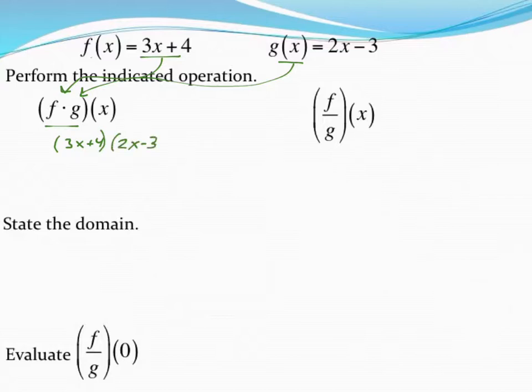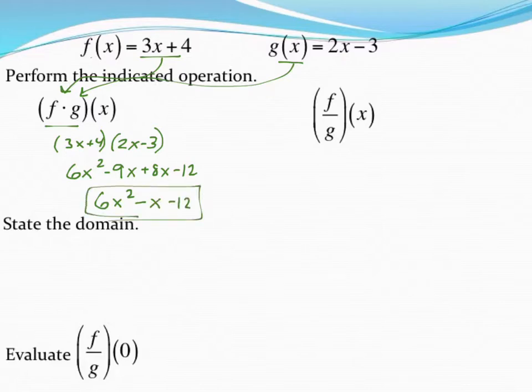So you can do FOIL, you can do the box method if you remember how to do that, or you can do it in your head if you want to do this multiplication. I'll do this in my head. Multiplying the first terms, I get 6x squared. Multiplying the outside and inside terms, I get negative 9x, a positive 8x, and then a negative 12. And again, if you like the box method, you can pause the video and try it to confirm that's what we get. Once we combine like terms, my new function for multiplication is 6x squared minus x minus 12.